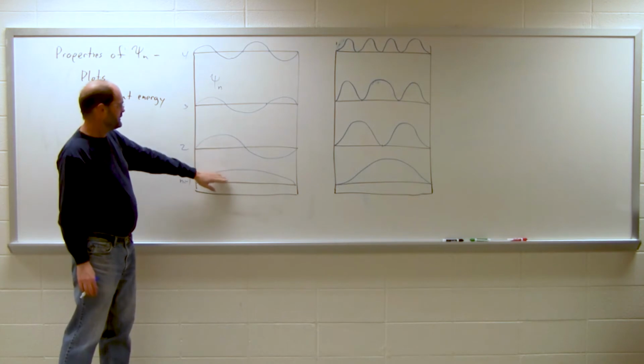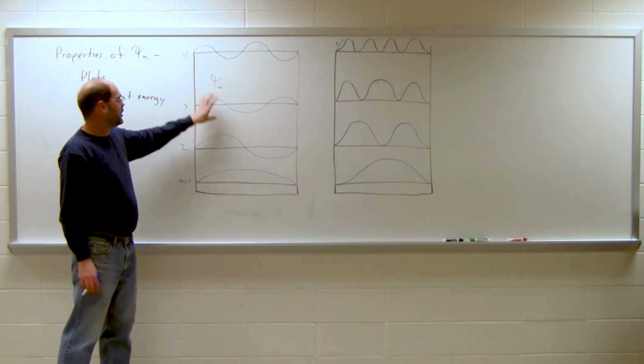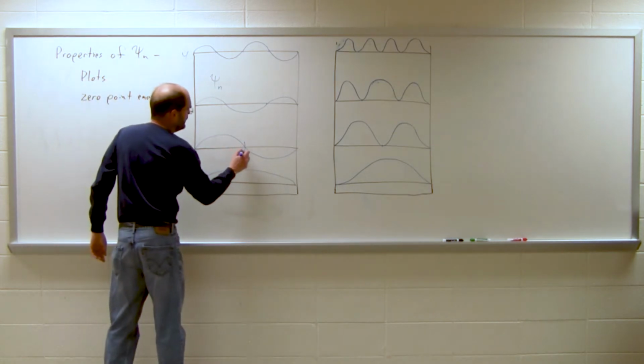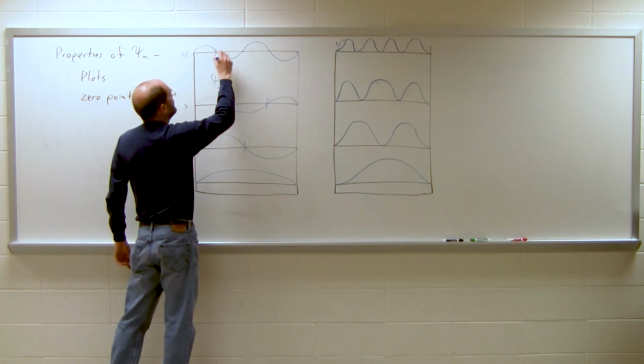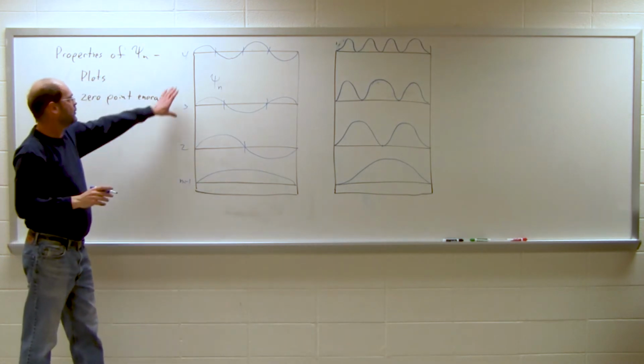So notice, this is a sine function here for n equals 1, for n equals 2. These are all sine functions. But one of the things we can see is we have a node here. For n equals 3, we have 2 nodes. For n equals 4, we have 3 nodes. These are the wave functions.